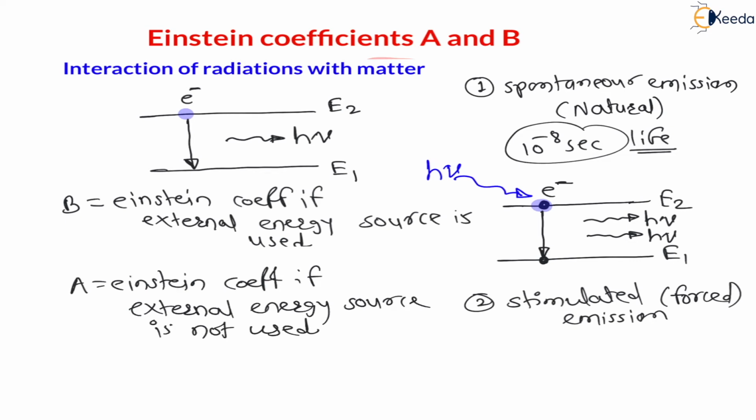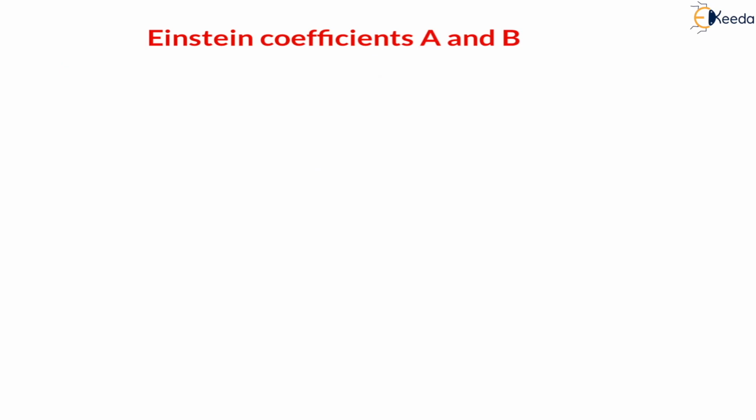In case of spontaneous emission, that is natural emission, without an external energy source, on its own, because of the energy difference, the electron is traveling from the higher energy level to the lower energy level. So here the coefficient will be A. The Einstein coefficient A is used, and we have to develop a relation between B and A. So my dear students, after the basic understanding of this absorption and emission concept, write down now the Einstein coefficients A and B.